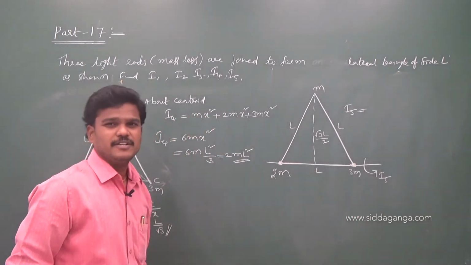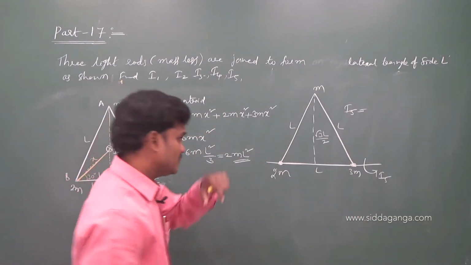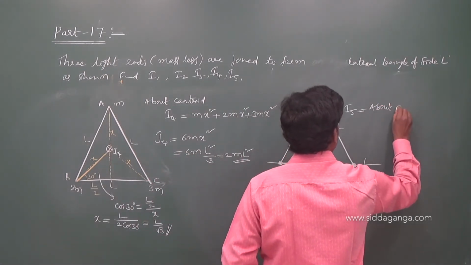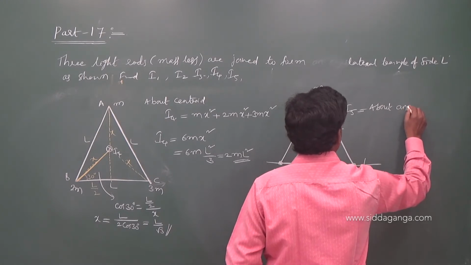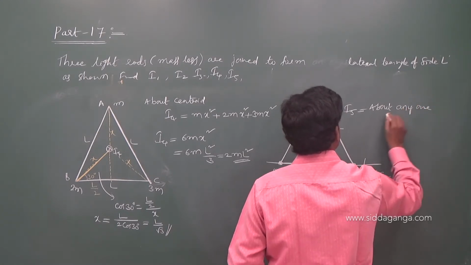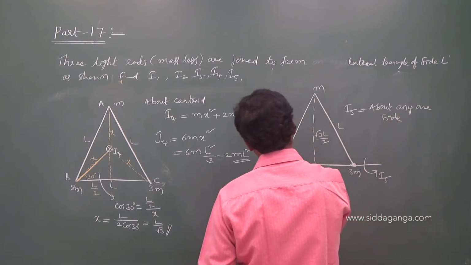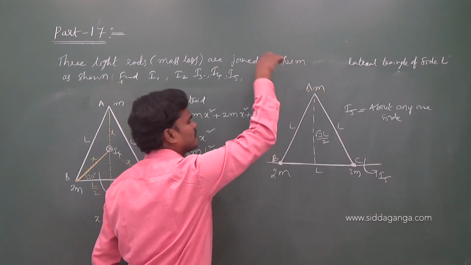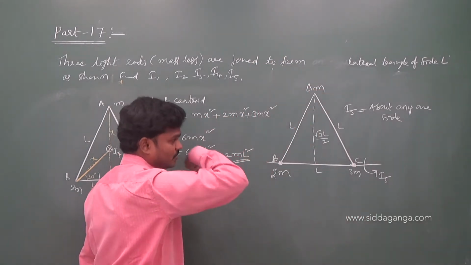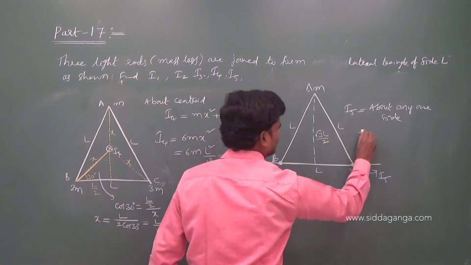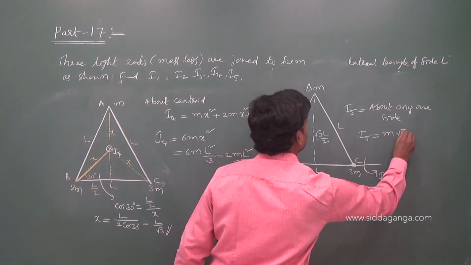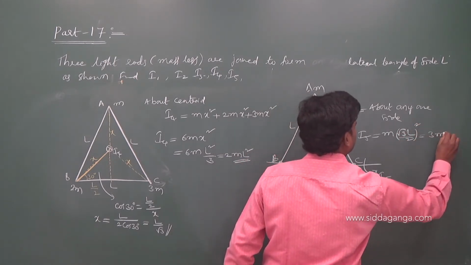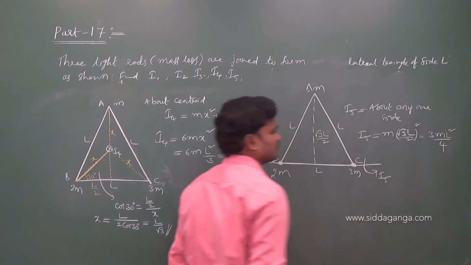So what is the name of I5? About any one side. Right now the side is BC, you can find AB also. This is I5. I5 is what? So I5 is m into root 3 L by 2 whole square. So 3 m L square by 4, I5.